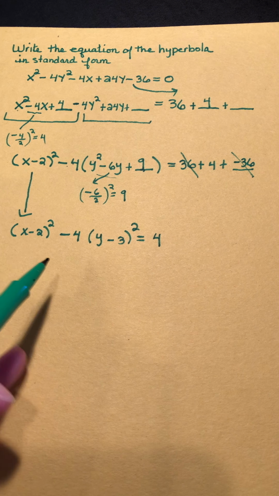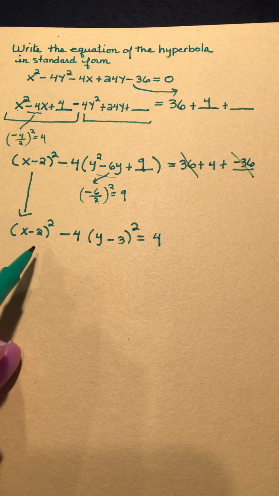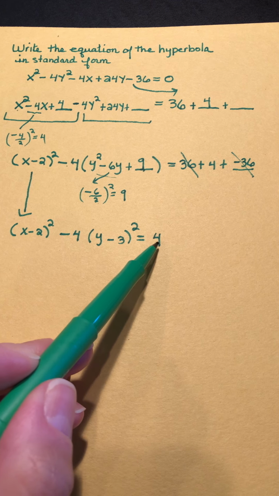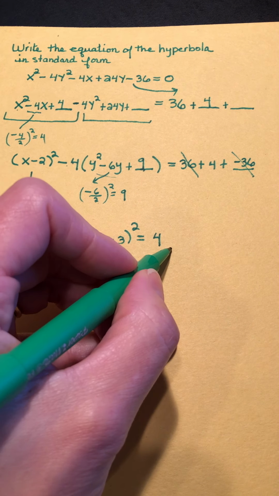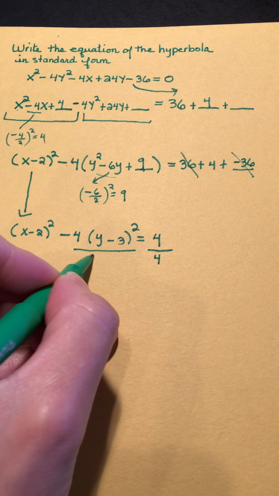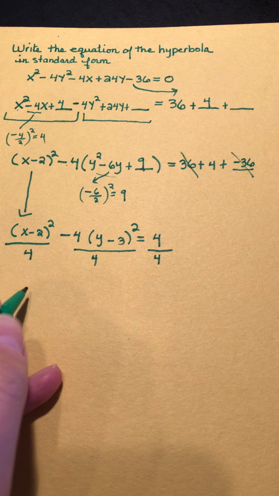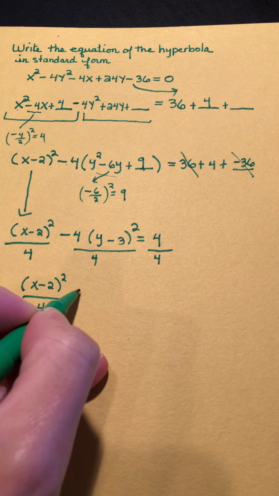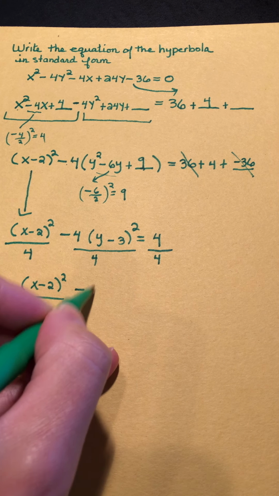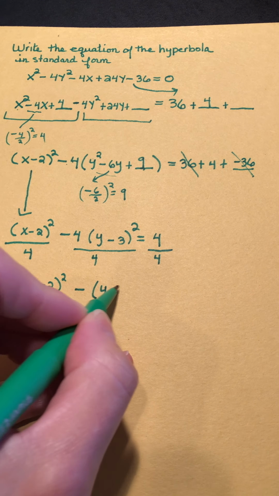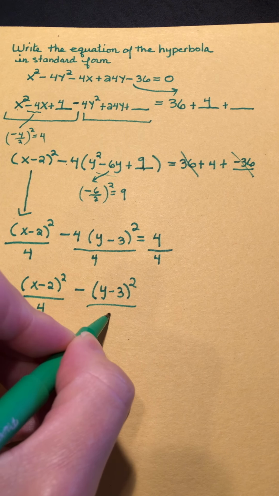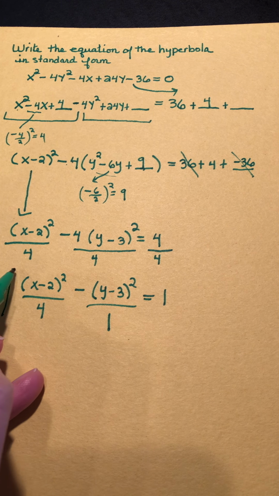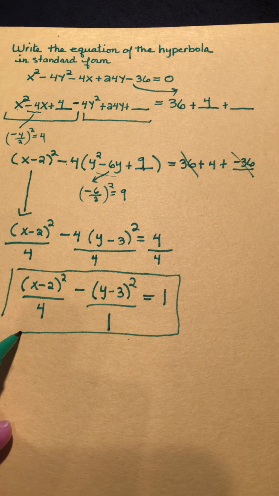I'm not done. In order to be a hyperbola in standard form, my equation has to equal 1. It clearly doesn't equal 1, it equals 4. So what I need to do is divide every single term by a 4. So my final answer is the quantity x minus 2 squared over 4. This is going to be a -1, I'll just leave it as minus. Quantity y minus 3 squared over 1, that's important to put there, equals 1. And this is my final answer in standard form.